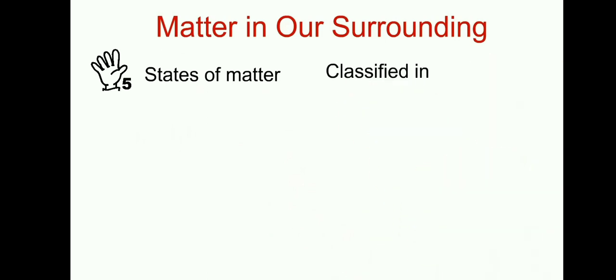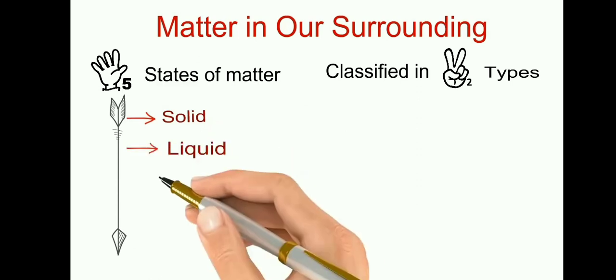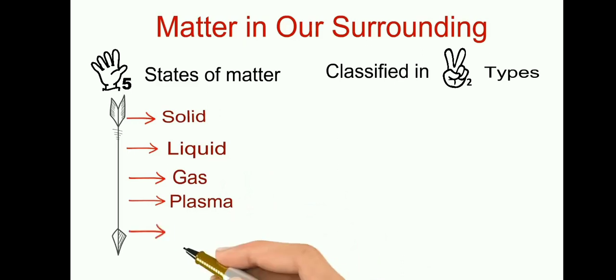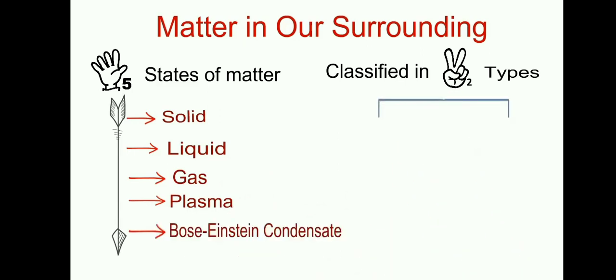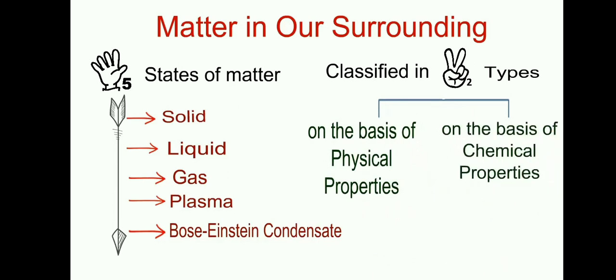It can be found in 5 states, which can be further classified in 2 types. The 5 states of matter are solid, liquid, gas, plasma, and Bose-Einstein condensate. The matter is classified in 2 types according to their physical properties and their chemical properties.